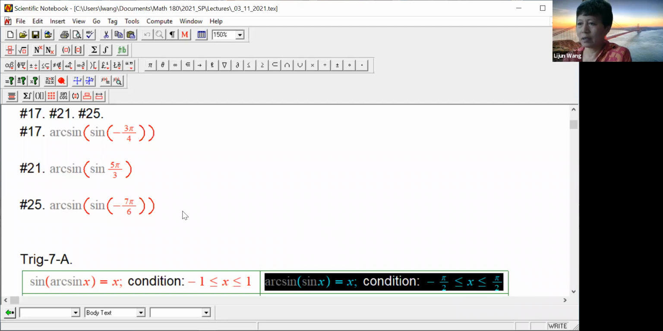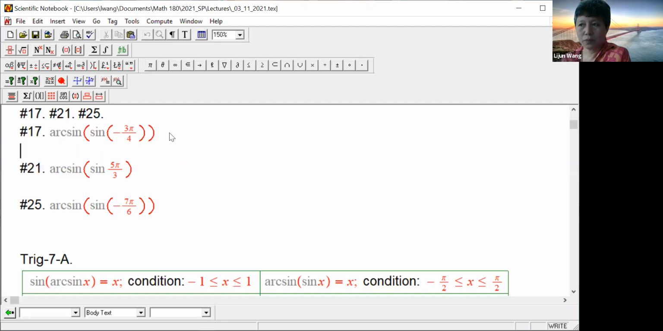-3π/4 is outside. 5π/3 is outside. -7π/6 is outside. So in this case, you cannot use these properties. What can you do? Right, the only thing you can do is just go with ARD. This is a negative angle, so it is measured clockwise from the standard position.